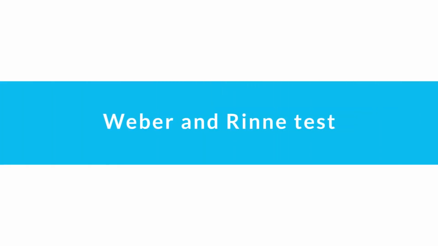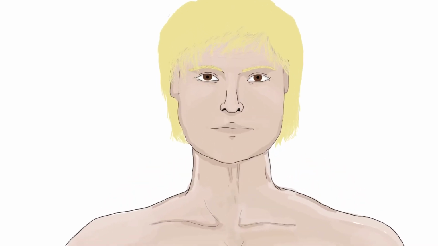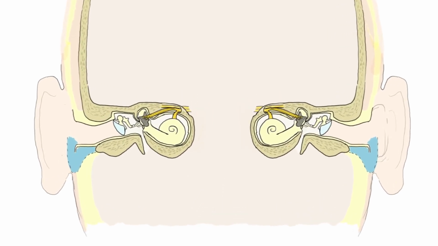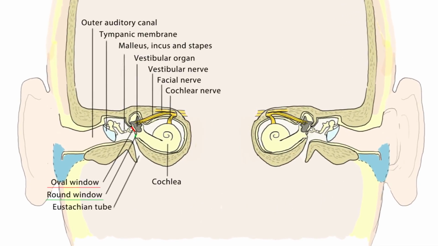Weber and Rinne test. The clinical examination of hearing loss should include differentiating between conductive and sensorineural hearing loss.